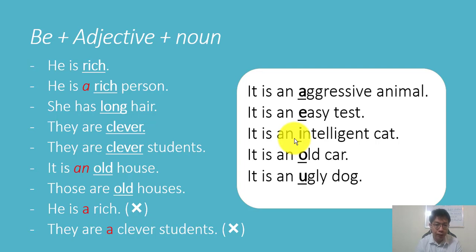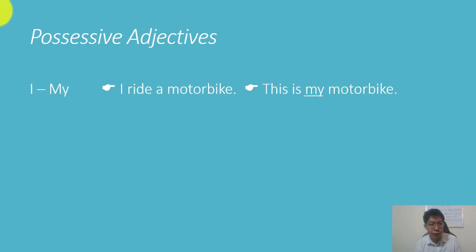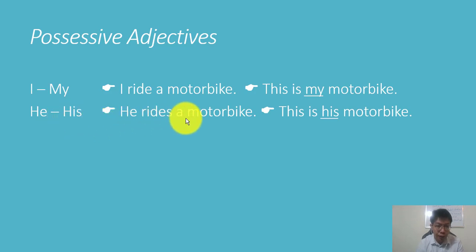Okay, we go to the next one. Just like I changes to my for possessive: I ride a motorbike, and this is my motorbike. So this motorbike is mine. Change to his: he rides a motorbike, and this is his motorbike.